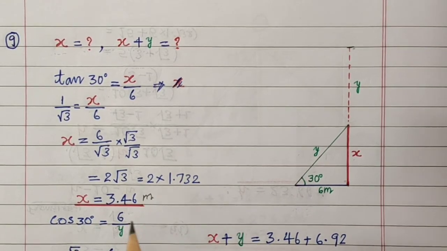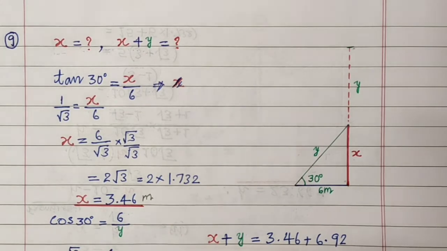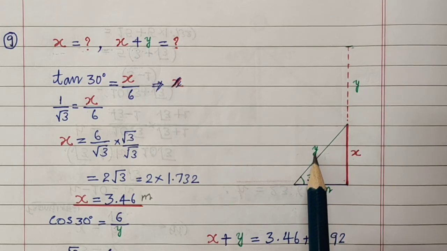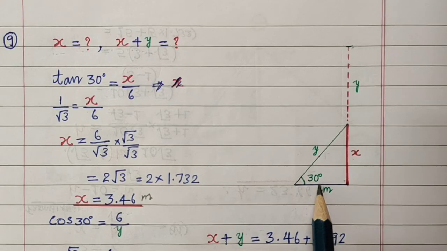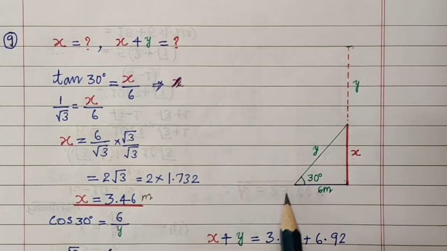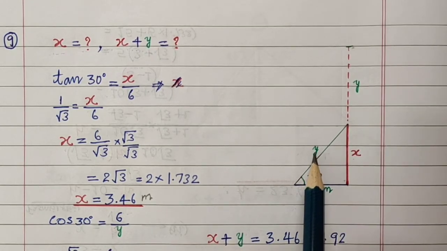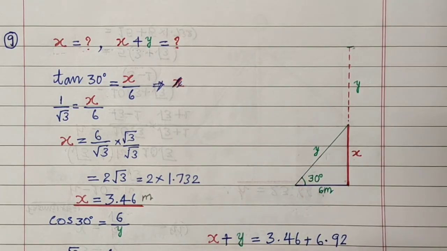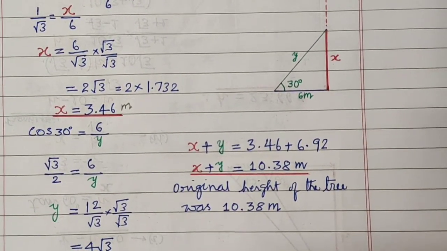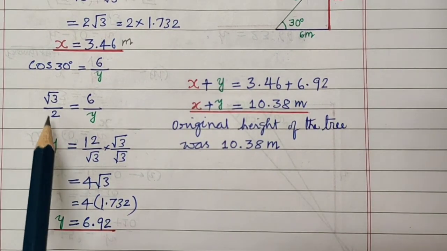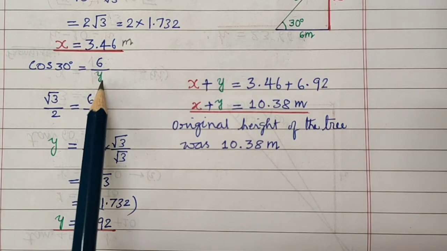This is where the tree has broken, at the height of x is equal to 3.46 meters. So we need to find out y. So we have this hypotenuse and the base. The relation between these two is cos 30 is equal to base divided by hypotenuse, 6 divided by y. Cos 30 is root 3 by 2, so root 3 by 2 is 6 divided by y.